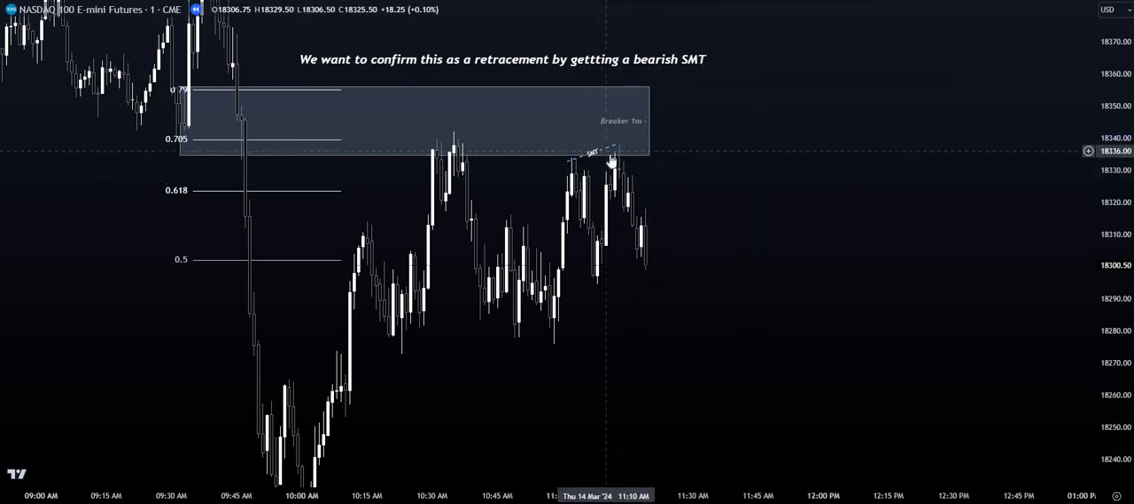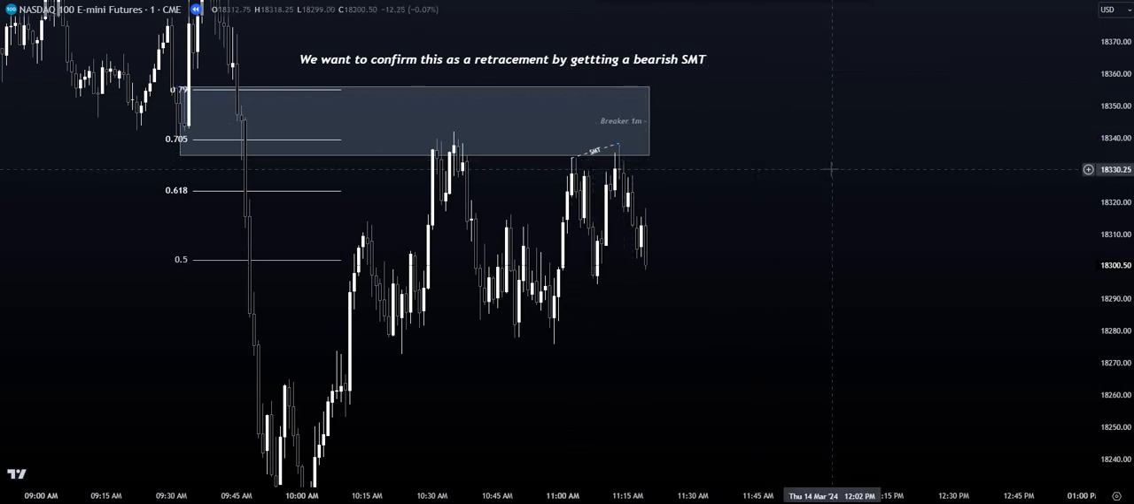Once we get that SMT, we swept liquidity at the buy side, having a disruption or a mismatch in correlation between Dow and NASDAQ. And that is known as an SMT or a smart money tool, because there is a miscorrelation in two markets that should be aligned, meaning that price could possibly reverse now. And that is a high confluence confirmation for us that this is probably a retracement.